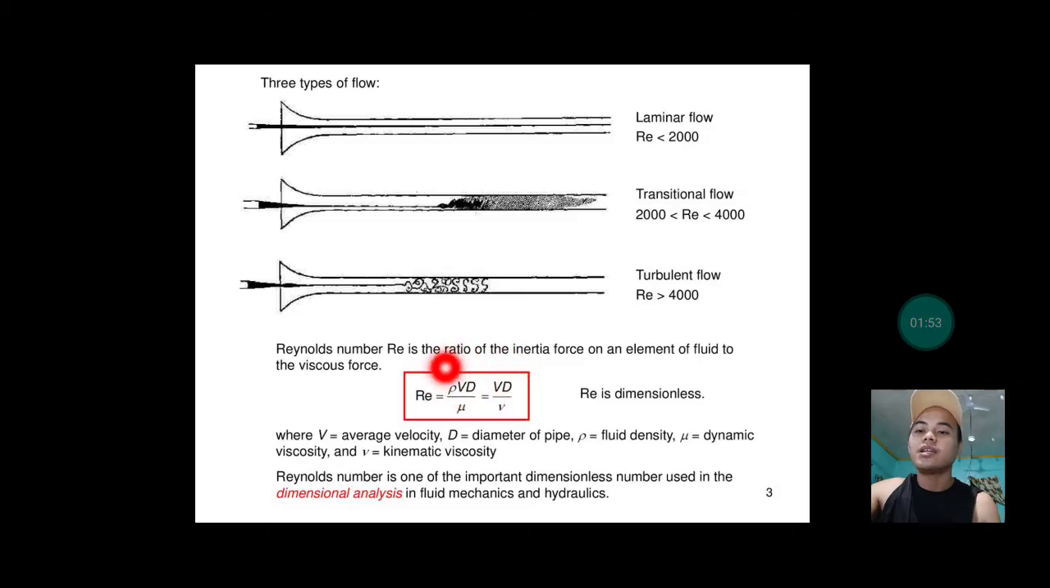Okay, so this is the formula for Reynolds number. It is density times average velocity times the diameter of the pipe over the dynamic viscosity, which is also equal to the average velocity times the diameter over the kinematic viscosity.